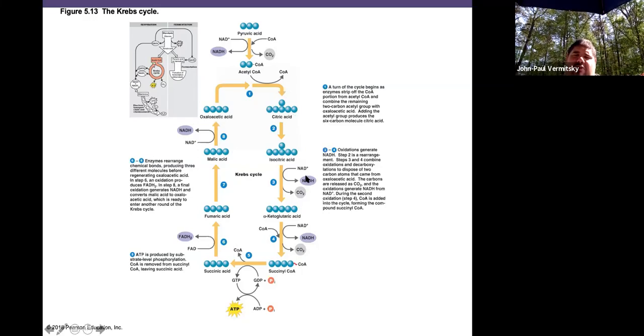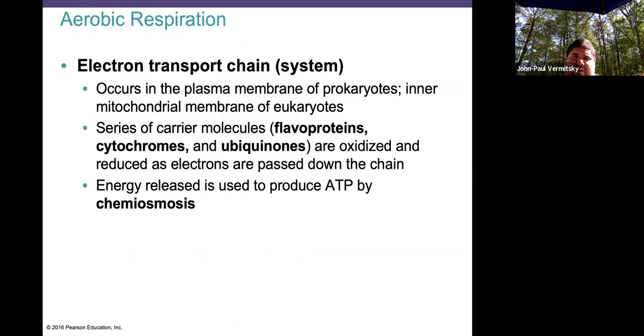Now, what's going to happen to all the NADHs and the FADHs? They will shuttle those electrons that they picked up to the electron transport chain, where they will then undergo oxidative phosphorylation and produce ATPs. The NADHs will each give you 3 ATPs. The FADH will give you 2 ATPs. So that brings us to the electron transport chain.